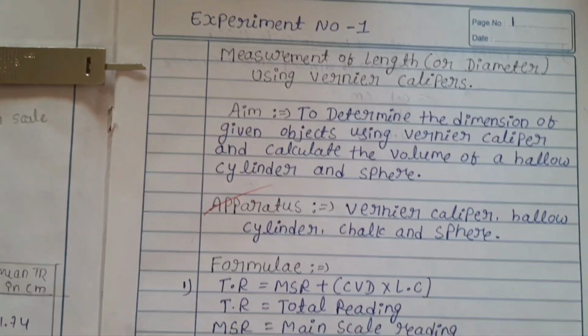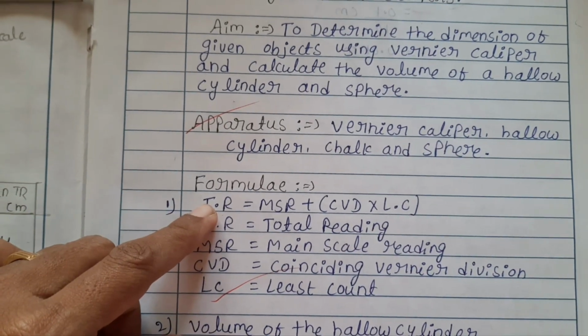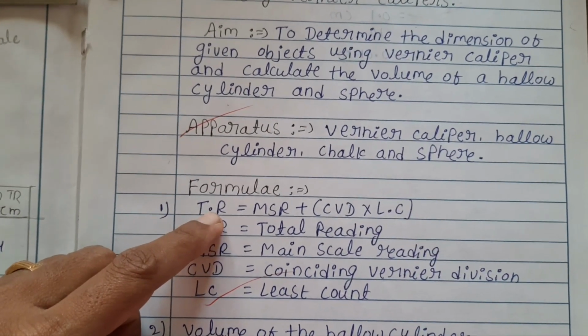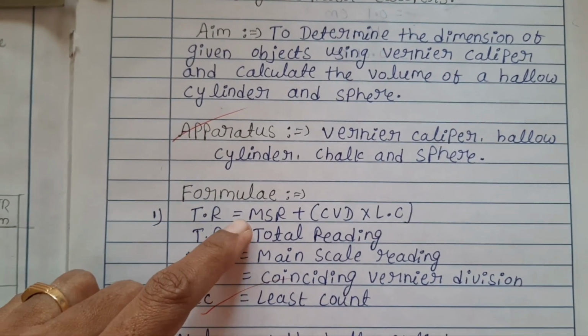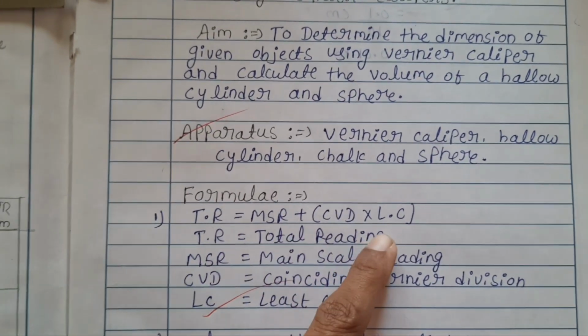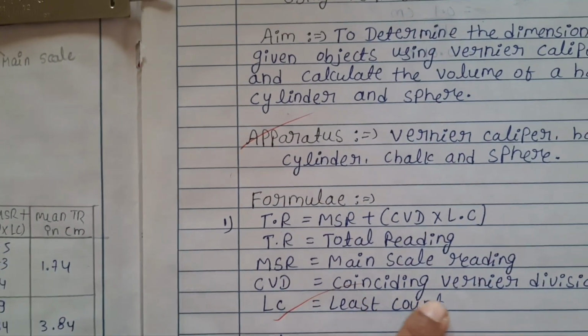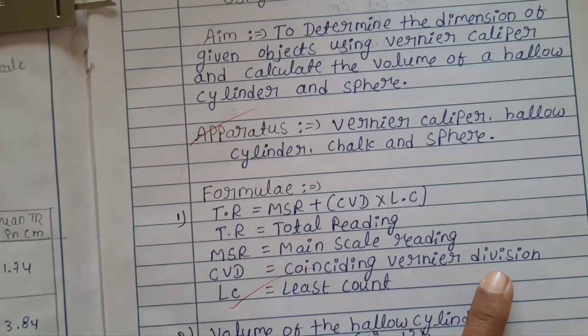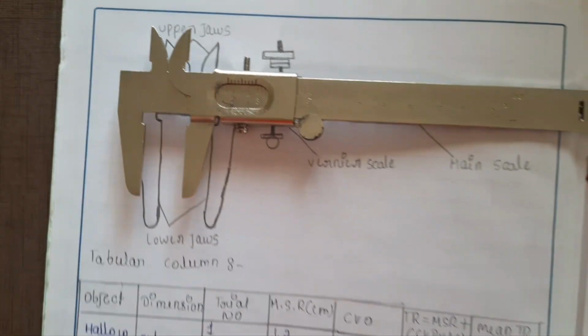First you should know the total reading formula for screw gauge or Vernier caliper. Total reading for Vernier caliper is MSR plus CVD into least count. MSR is the main scale reading. This is the main scale. And CVD is the coinciding Vernier division. Here, this is the coinciding Vernier division.